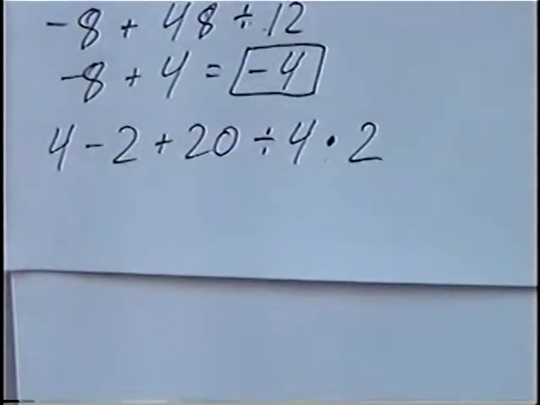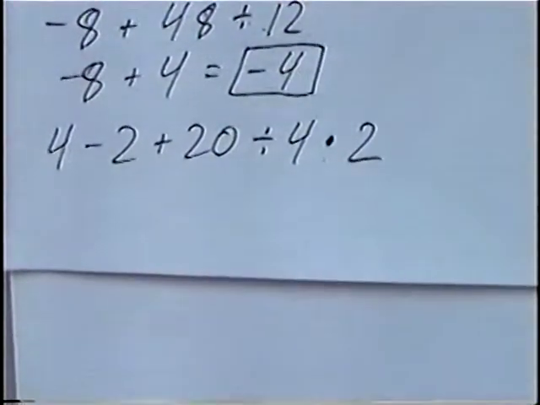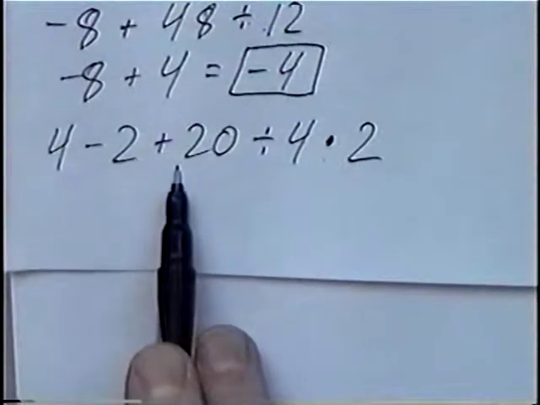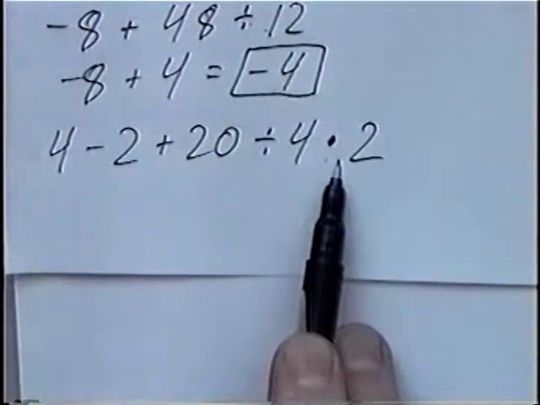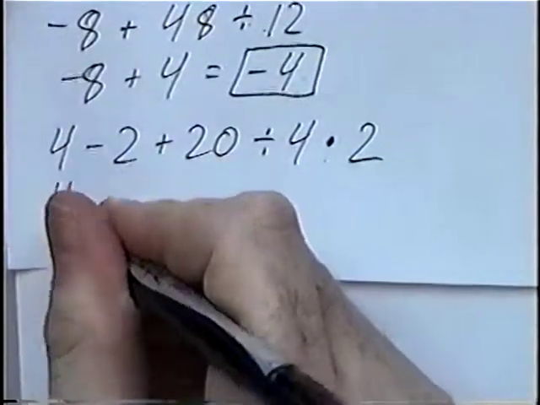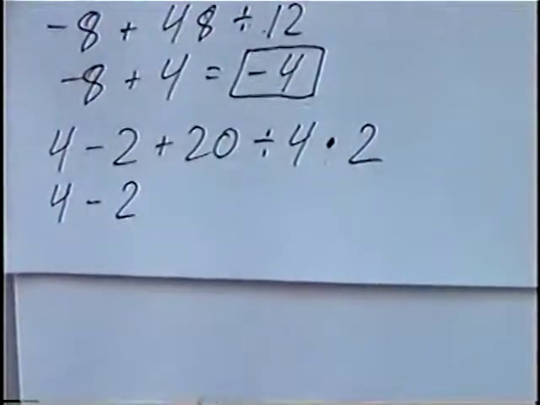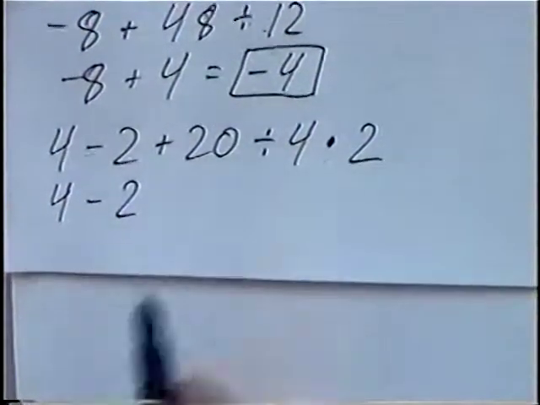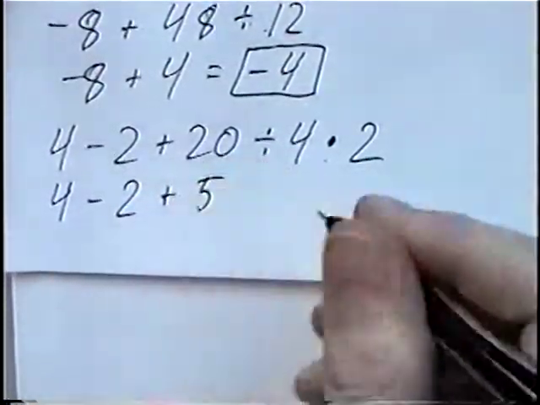Keep in mind those are paired. We'll do them in order from left to right, whichever operation comes first. So the first operation between multiplication and division would be division, and then we'll multiply. So 4 would stay the same, minus 2 would stay the same, and then we'll divide 20 divided by 4, which would be 5.